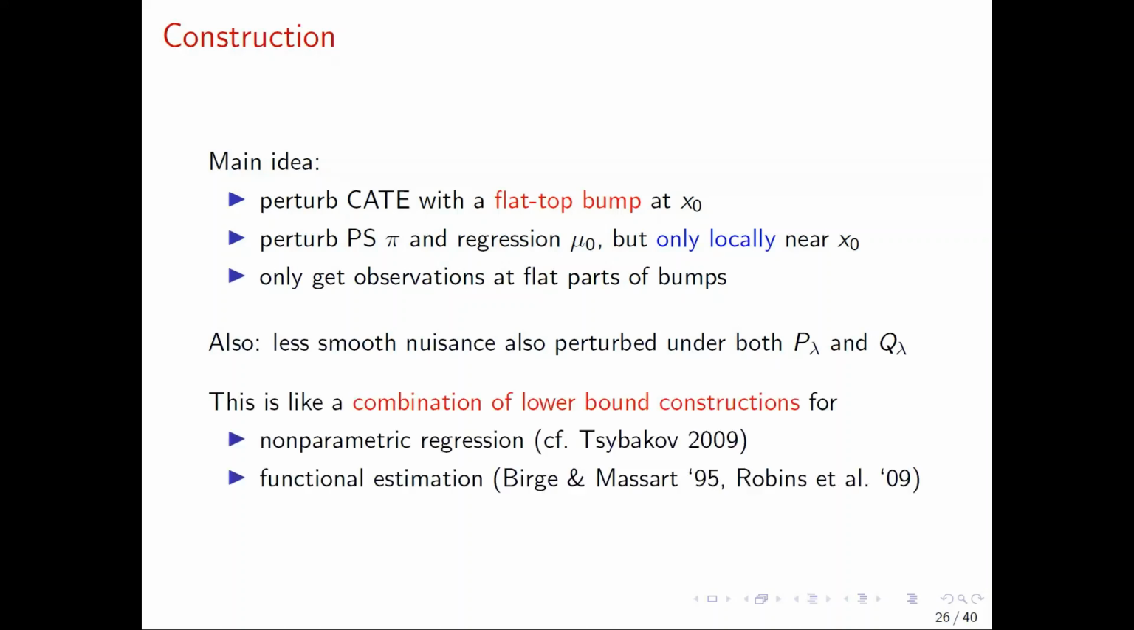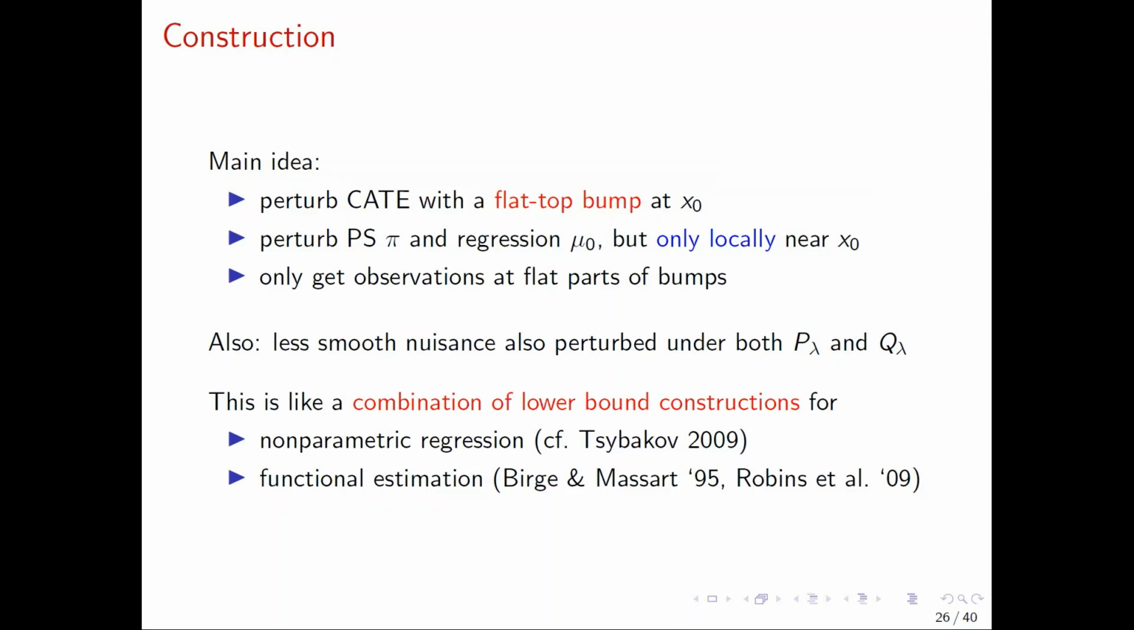Okay, so the main intuition here is this is combining the lower bound construction for non-parametric regression, which really just puts one bump on a regression function and compares that to a straight line. And then the lower bound construction for functional estimation, which bins the whole support and then puts a bunch of these bumps going up or down and puts a mixture over the direction.